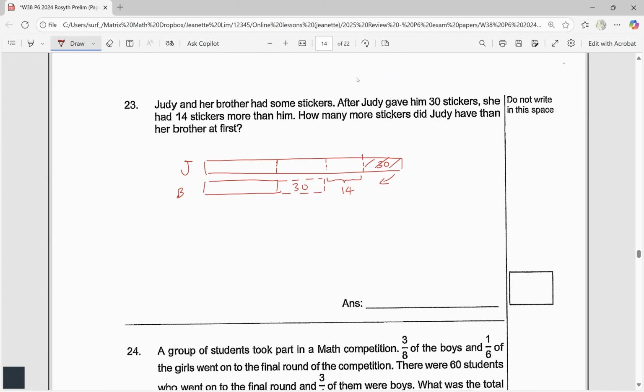So we're finding the difference at first, which is basically this. How much more did Judy have than the brother at first? So you just need to add them up, 30, 14, 30, which is 74. Answer 74.